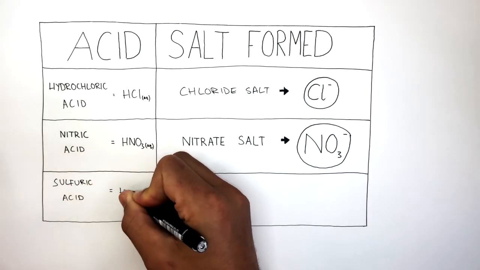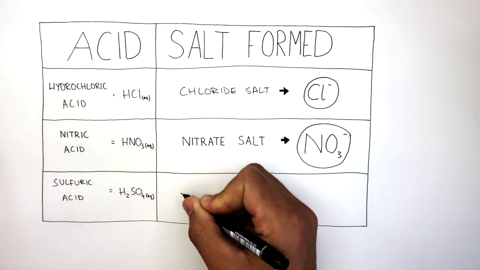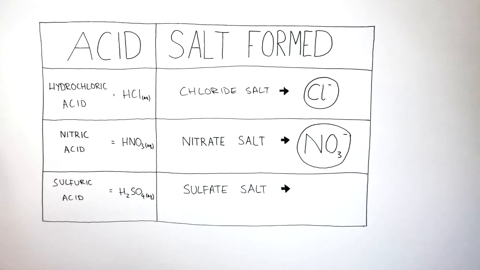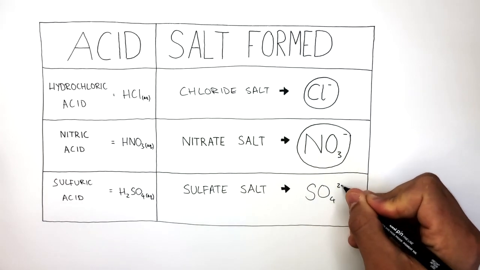Sulfuric acid, or H2SO4, always forms sulfate salts. The salt contains the metal cation and the sulfate anion SO4 2-.